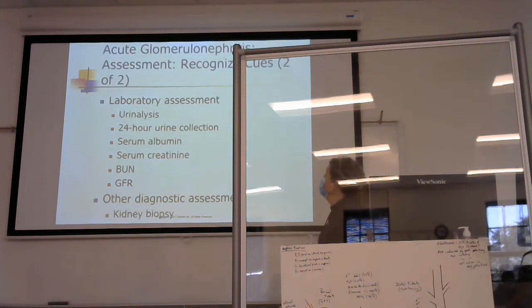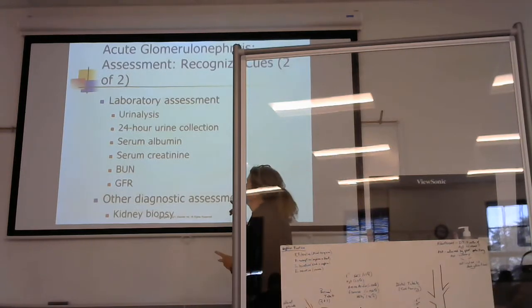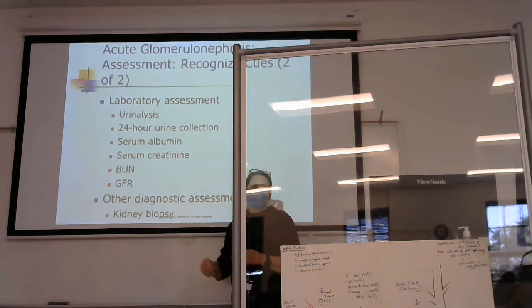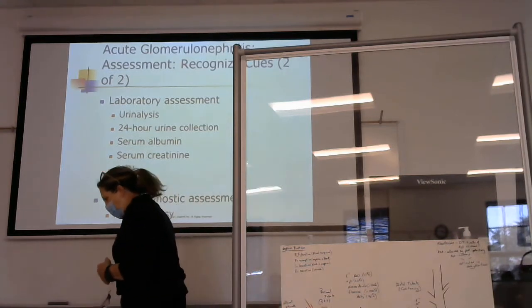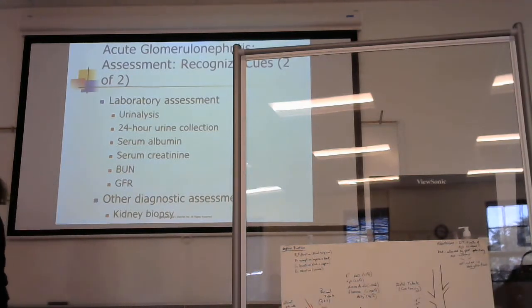Okay, so recognizing some more cues, we're going to be watching your urinalysis. We're going to look at their BUN and creatinine. We're going to look at their GFR. Be sure that our kidney function is not going down. They may need to have a biopsy. Just be sure that bacteria hasn't affected the kidney more than we think.